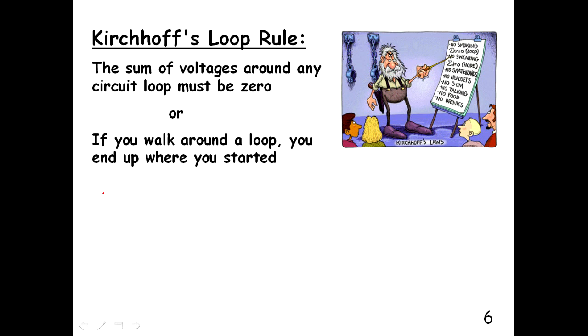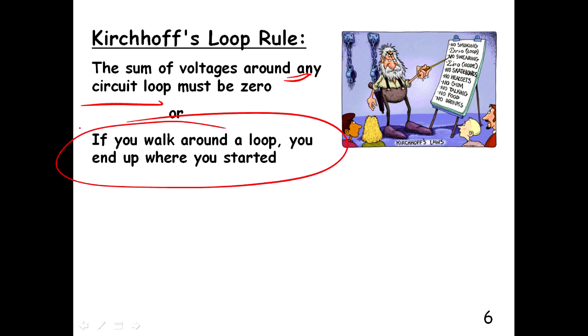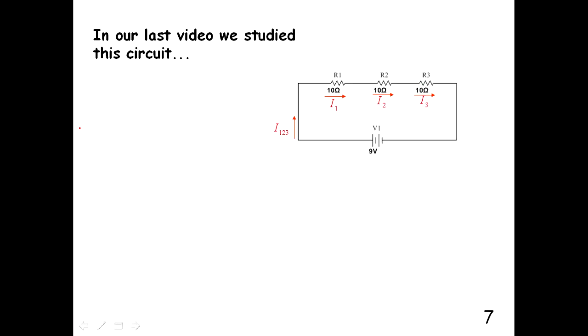Kirchhoff's loop rule is that the sum of the voltages around any circuit loop must be zero. Another way to think about that is if you walk around a loop, you end up where you started. Let's apply that to an easy problem. So here's a problem we studied in our last video. We just had a 9-volt battery with 3 resistors in series.